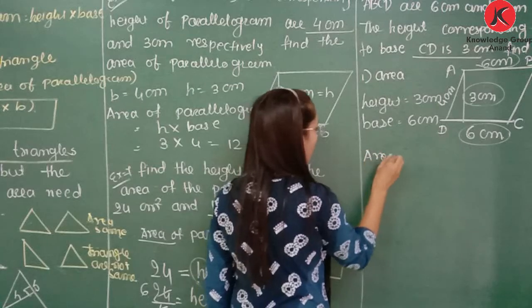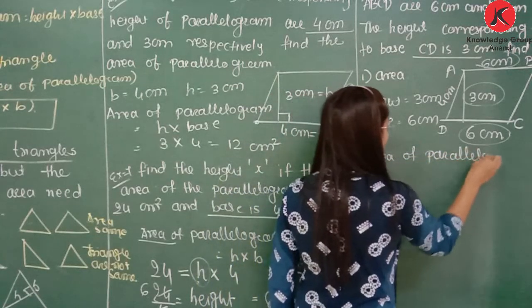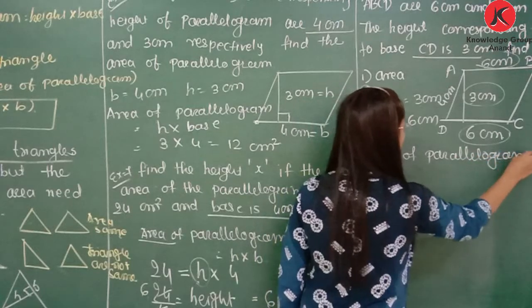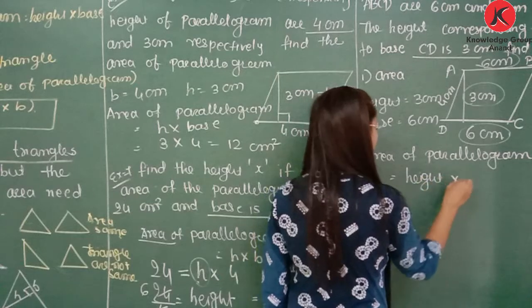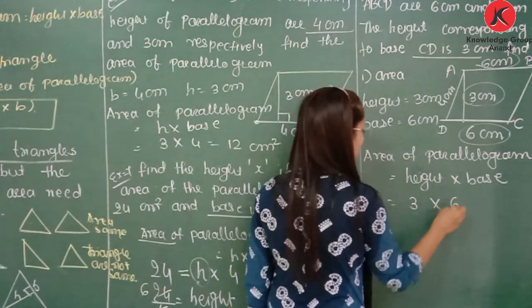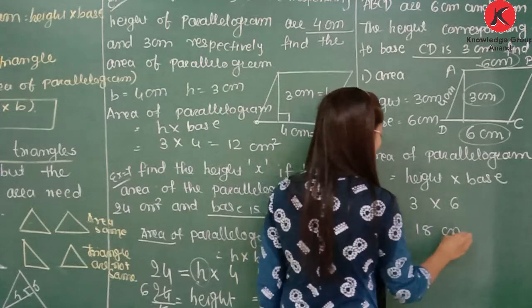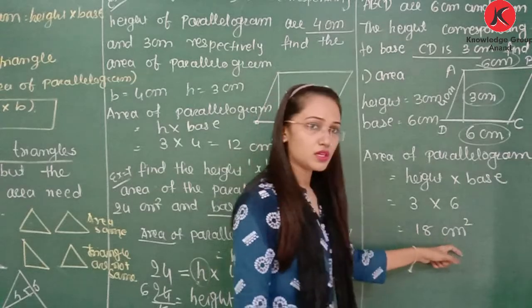So the area of the parallelogram will be height multiplied by base. Now here the height is 3 and the base is 6. So that is 18 centimeter square. The area of this parallelogram is 18 centimeter square.